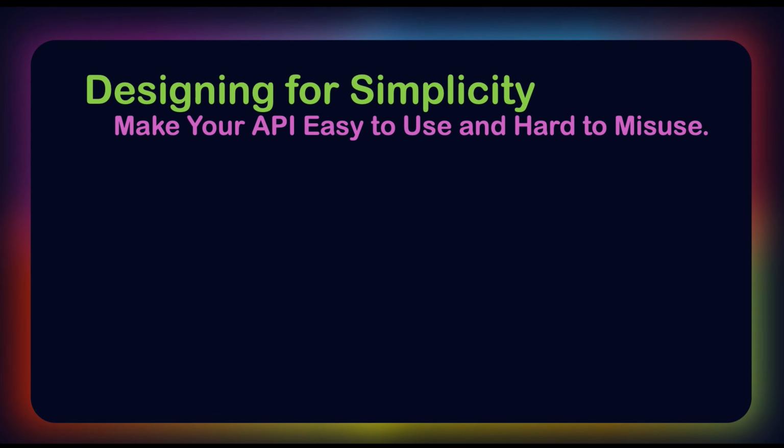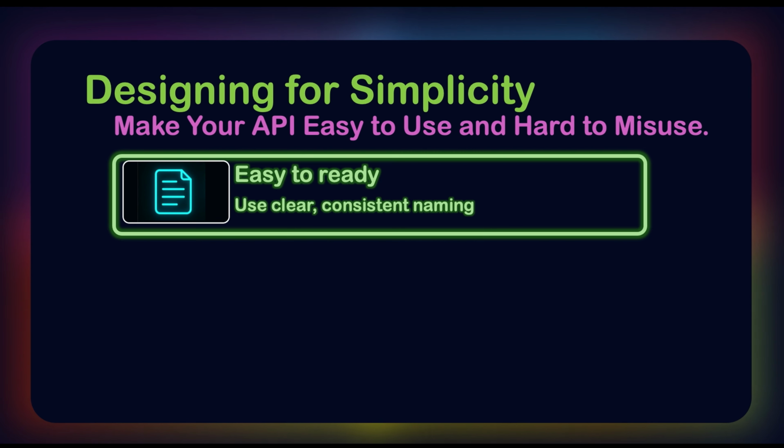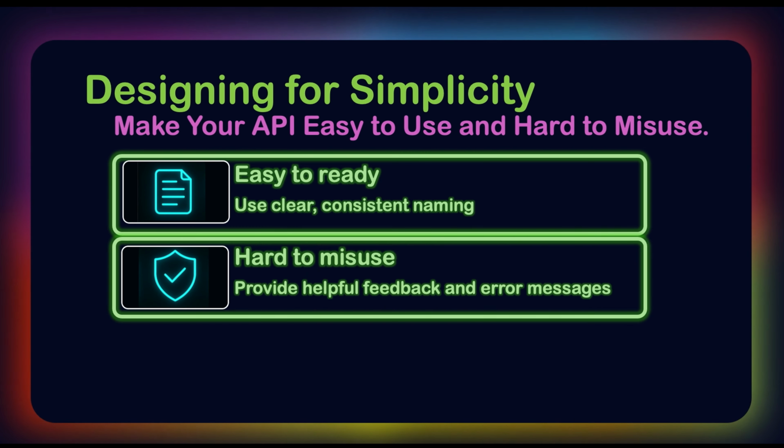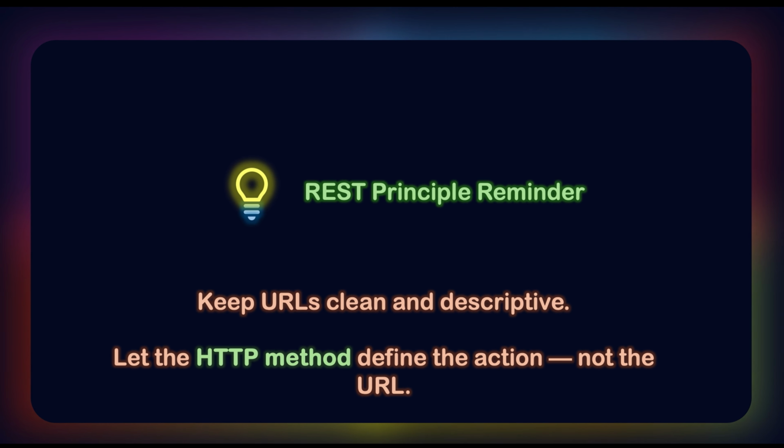Designing for simplicity. A well-designed API is easy to read, with clear and consistent naming. Hard to misuse, because it provides helpful feedback. Complete but concise, offering what's needed without overcomplicating things. Use plural nouns for collections, like /users, and keep your URLs clean and readable. Avoid things like /getAllUsers. Instead, just use the GET method on /users.